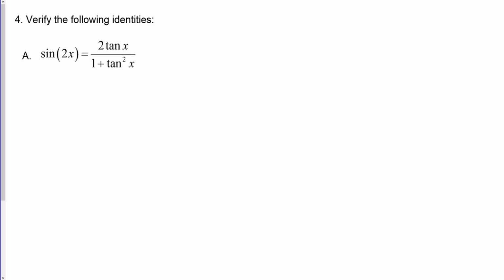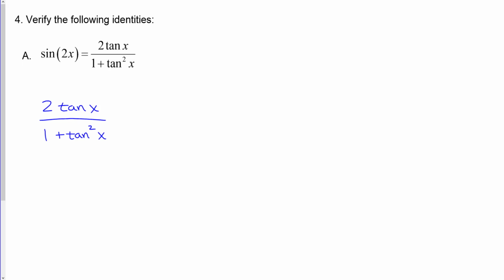Verify the following identities. Okay. So, when verifying identities, just recall you want to start with the more complex side and try and work your way to the less complex side. Usually there's more things you can cancel. So I'm going to begin with 2 tangent x over 1 plus tangent squared x.